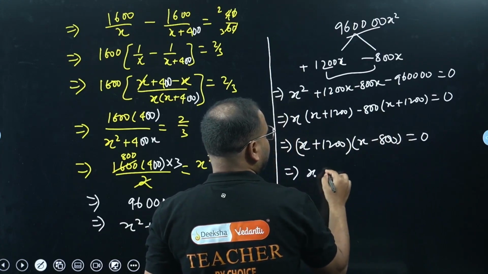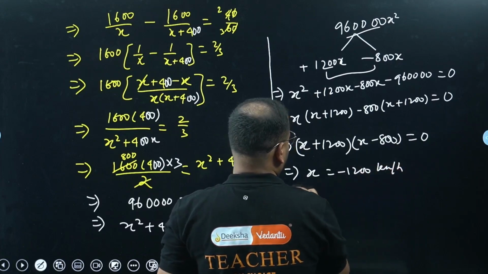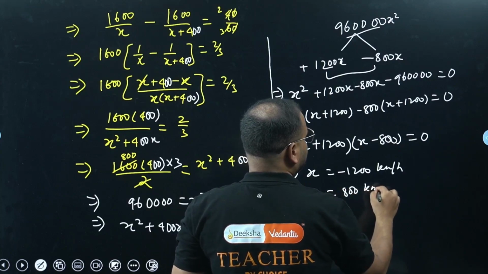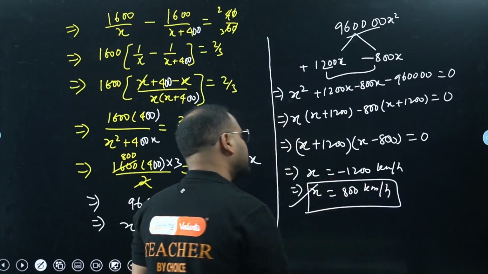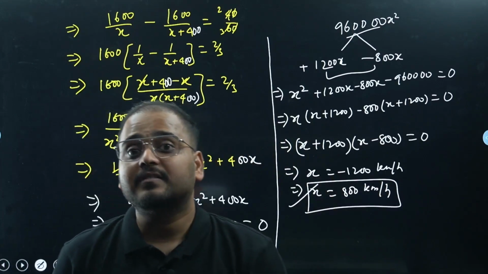Equated with 0, I get x as minus 1200 kilometer per hour and x as 800 kilometer per hour. I cannot have negative speed. Answer is x equals 800 kilometer per hour. This is my speed of plane.